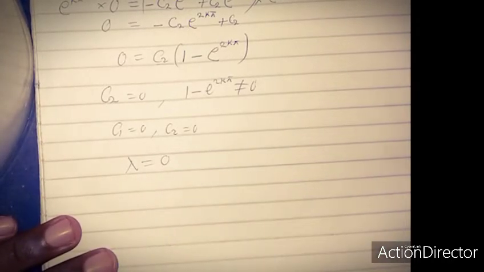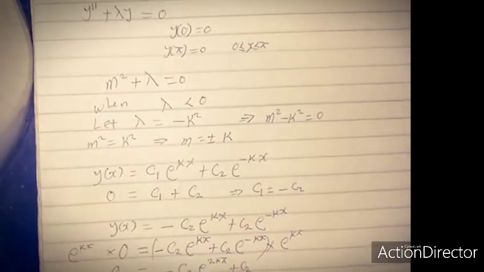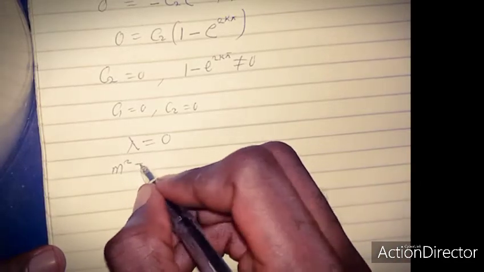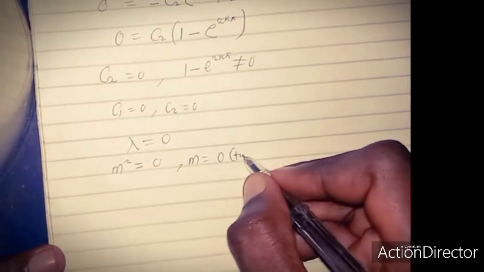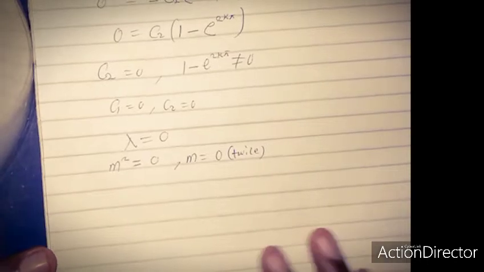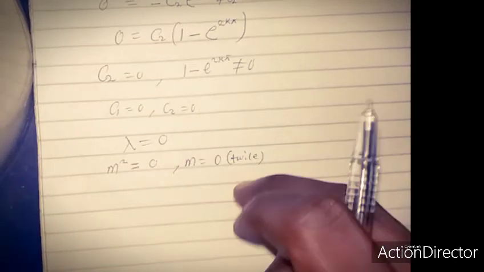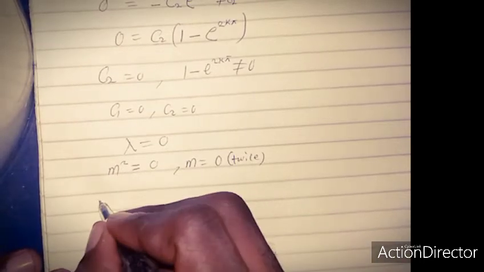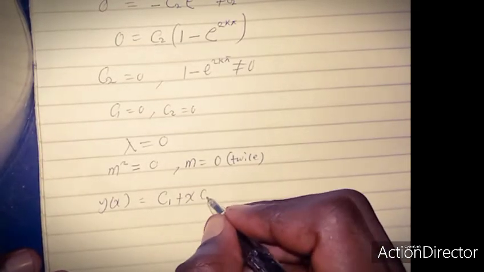So when lambda equals 0, we are still going to check. Now put 0 in your characteristic equation. So this will be m squared equals 0. Now it implies that m equals 0 twice. We have reason for putting this twice, because we believe that finding the square root of anything should be plus or minus, though we don't have minus 0, but then this is what we are going to use. And when we have a twice repeated root in a differential equation, our y of x takes this form. It will be c1 plus x c2.